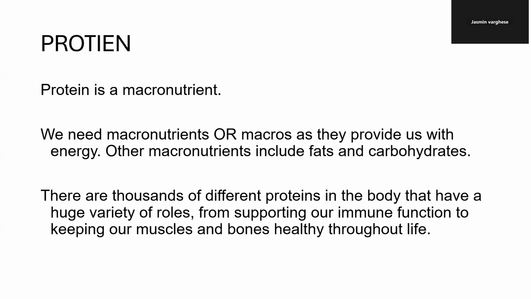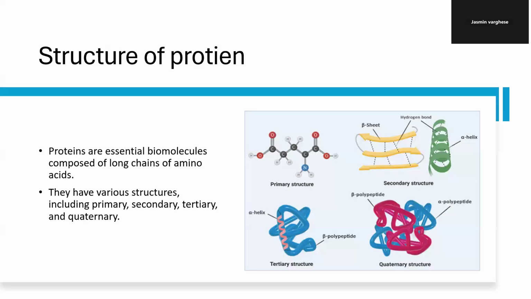Protein is a macronutrient. We need macronutrients, or macros, as they provide us with energy. Other macronutrients include fats and carbohydrates. So basically, there are three macronutrients which are essential for the body's normal functioning: protein, fats, and carbohydrate. There are thousands of different proteins in the body that have a huge variety of roles, from supporting our immune function to keeping our muscles and bones healthy throughout life.